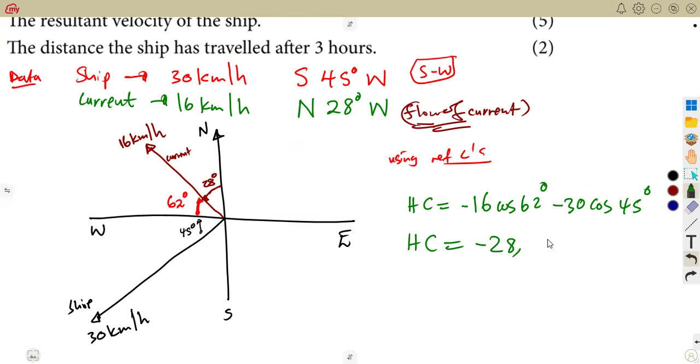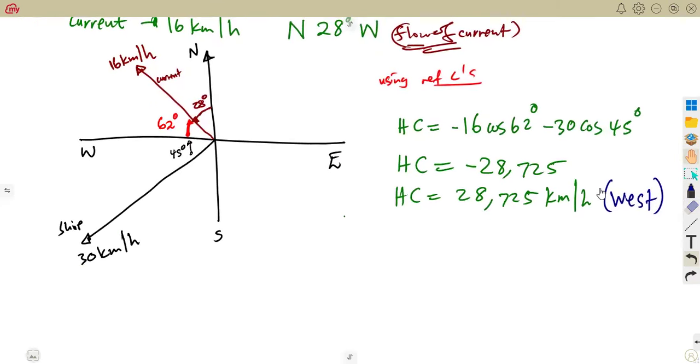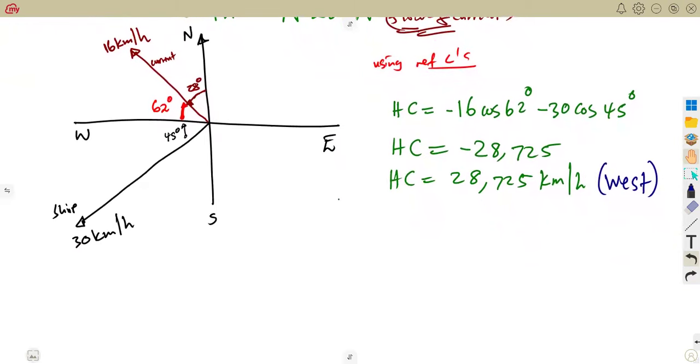So that was going to be negative 28.725. All right. The horizontal is negative 28.725. We've got negative, positive. So negative is west. So our horizontal was 28.725 kilometers per hour, but being negative, we said we are going to the west. So that is the condition of that negative. It is simply telling us the direction, nothing much. The direction, I mean, where are we going to have it? Is it to the west? All right, then we move on.